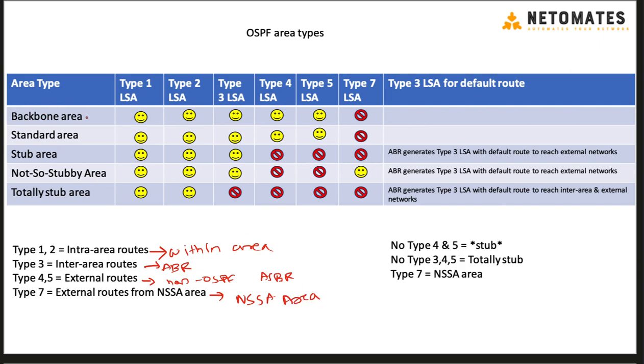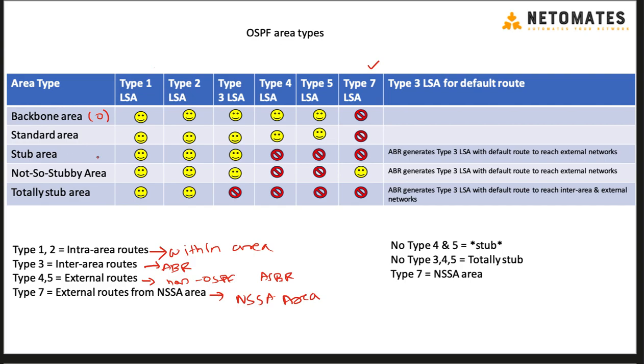So let's see. The backbone area is the main area, area number 0. It will allow all types of LSAs within this area. Type 1 and 2 for the networks within the area, type 3 for inter-area routes, and type 4 and 5 for the external routes. As you can see, type 7 is only applicable for the NSSA area. So the backbone area allows 1 to 5. A standard area is similar to the backbone area, but it is not area 0. It will also allow all LSA types from 1 to 5.